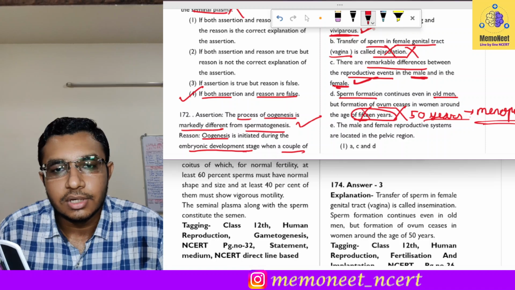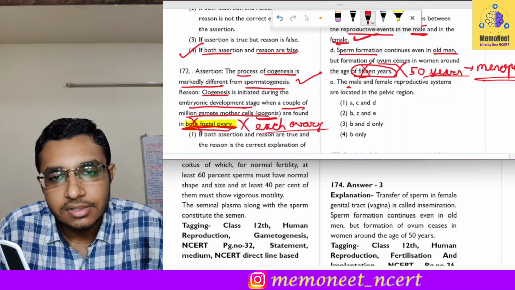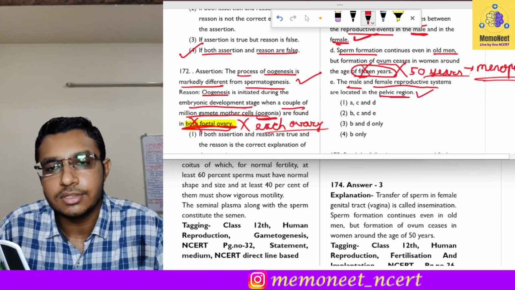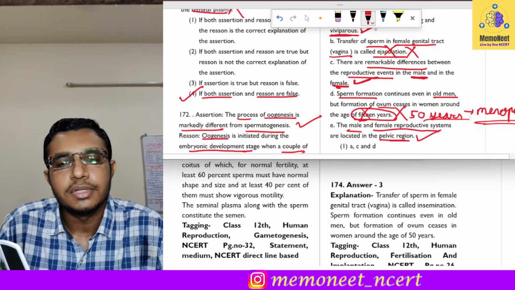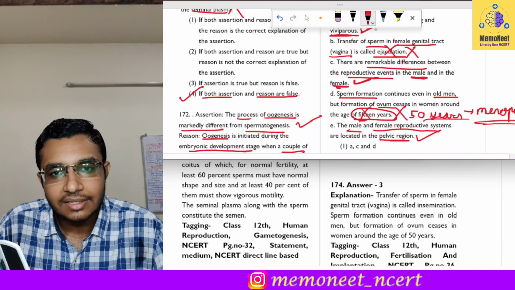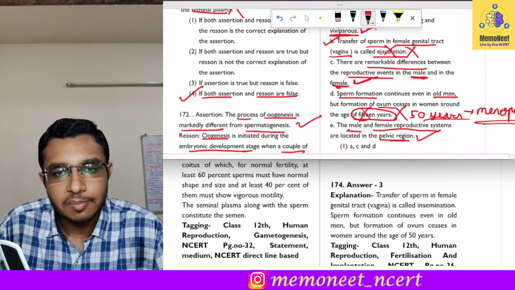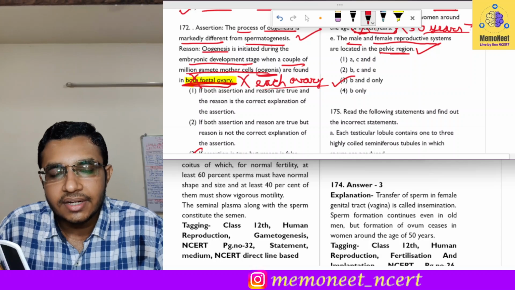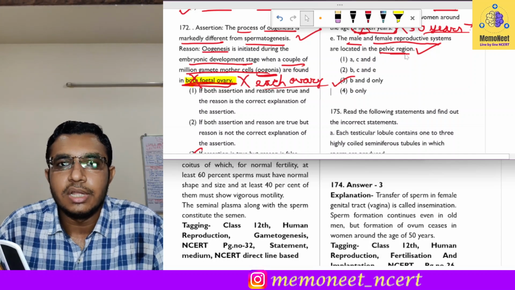So here the next statement is the male and female reproductive systems are located in the pelvic region. So that statement is correct. So here, which are the incorrect statements? The incorrect statements are statement B and statement D. So here the correct answer of this question will be option 3.